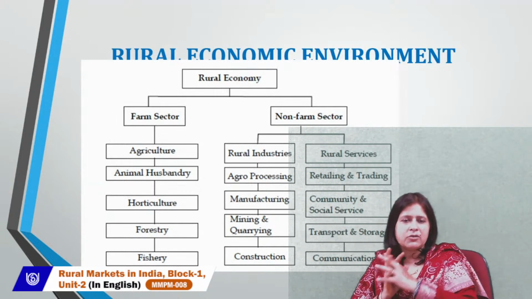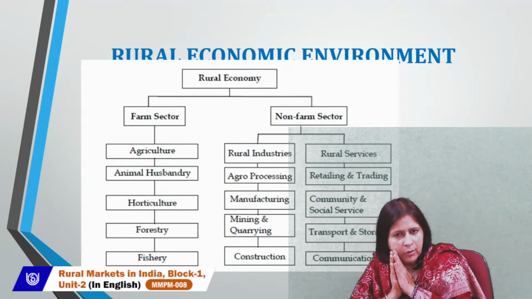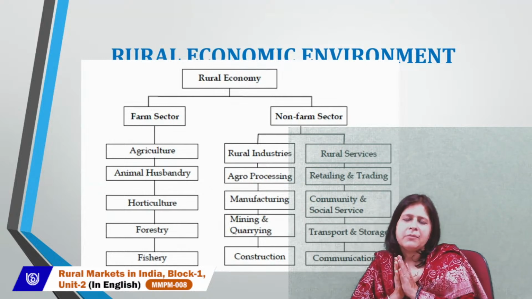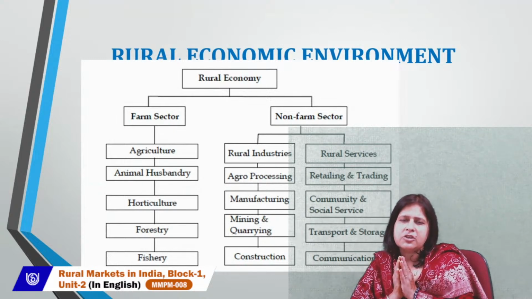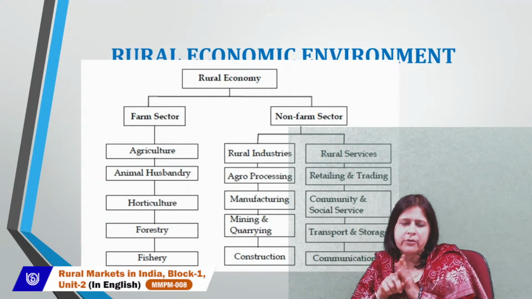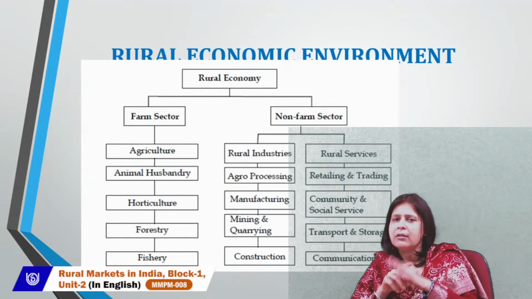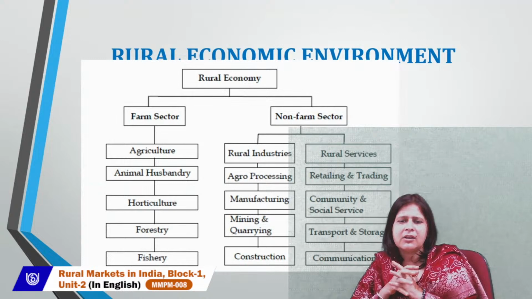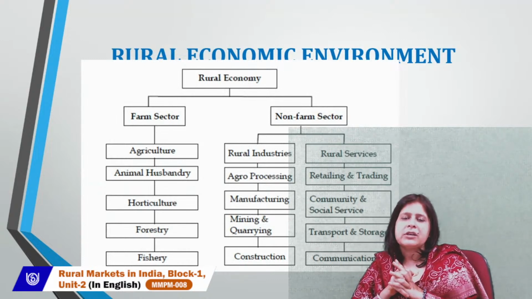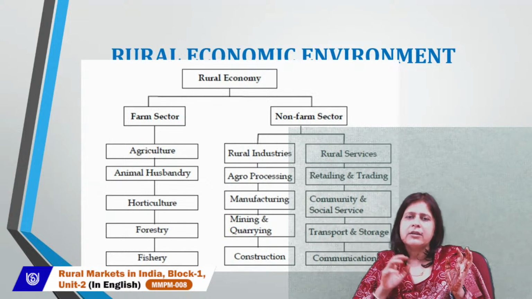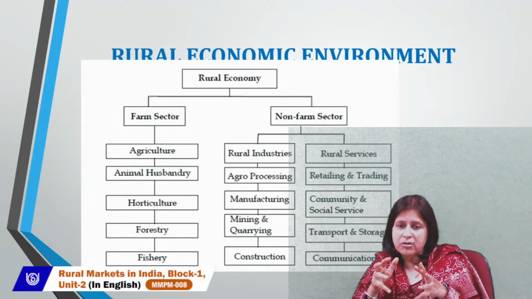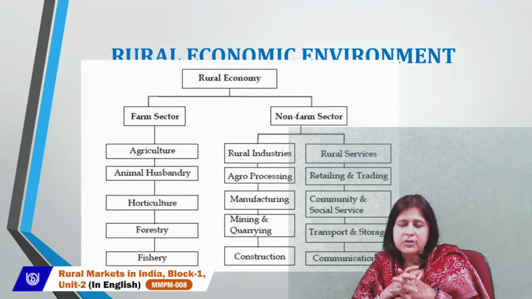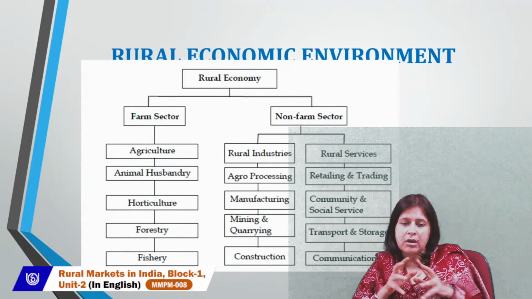So actually, the rural economy could be divided into two. The farm sector means all that which is based on agriculture: agriculture, poultry, forestry, horticulture, animal husbandry, that is directly or indirectly related to agriculture. And the non-farm sector could be the rural industry or the rural services. Industry includes the agro processing industry, or it could be the manufacturing industry, right? Or it could be mining, or construction.